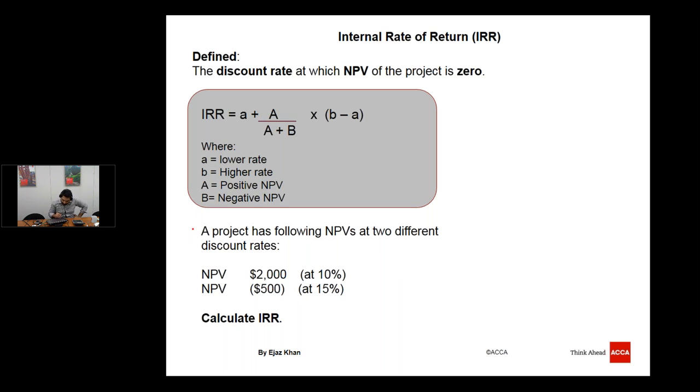Let's look at this example. Forget about this formula at the moment, just look at this example. A project has the following NPVs at two different discount rates: $2,000 positive at 10% and $500 negative at 15%. Now, what do these values mean? If we discount a project at 10%, it gives us a positive NPV of $2,000. What does this indicate? Does it indicate we are earning more than 10% or less than 10%?